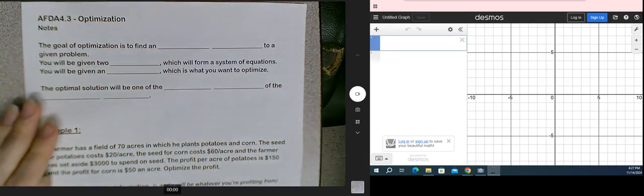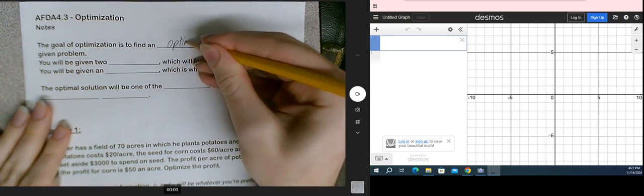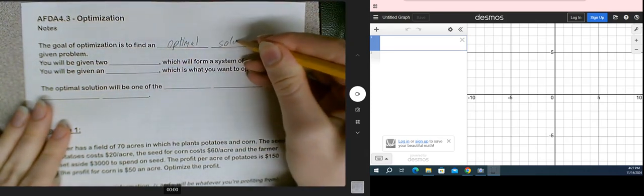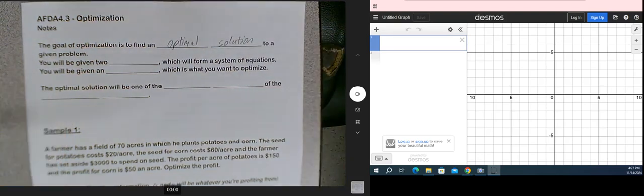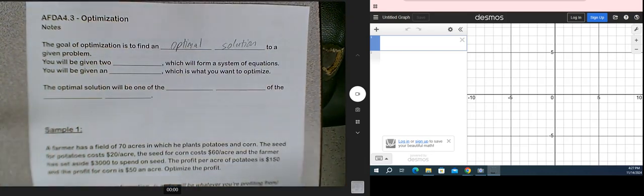Okay, so the goal of an optimization problem is to find an optimal solution to a given problem. And by problem, I don't mean stuff like solve for x at this point. I mean stuff like you have a decision to make. What's the best decision? Or you have this much material. What's the best way to use it? Like, we're talking actual situations with some context.